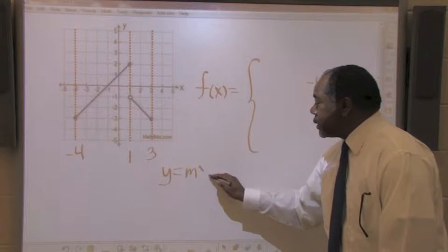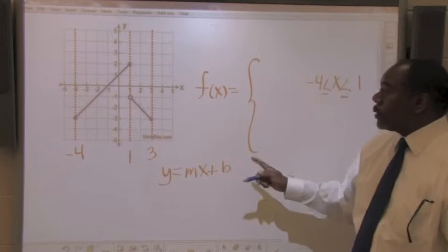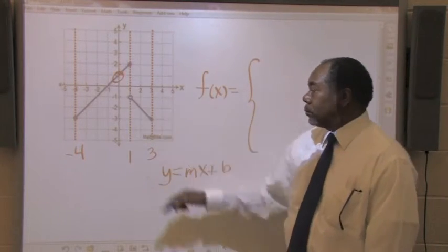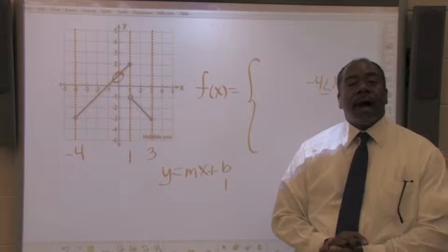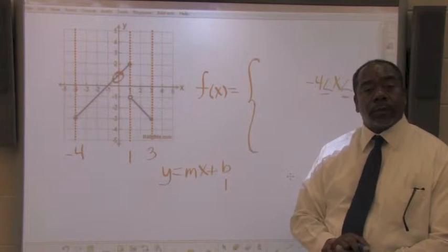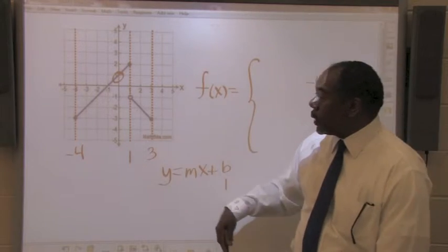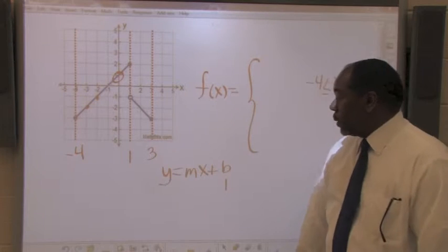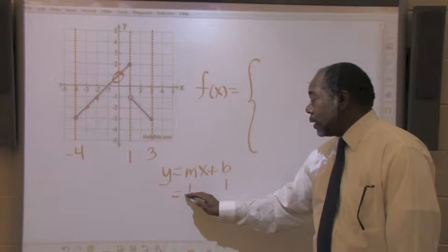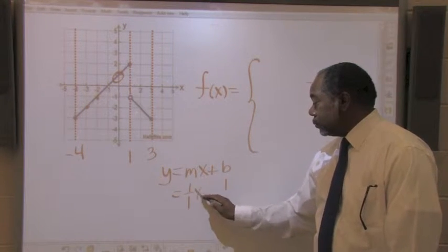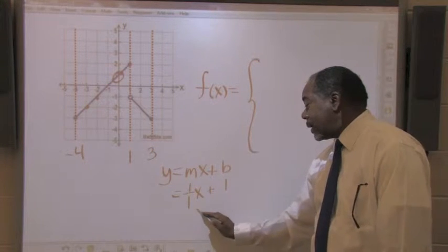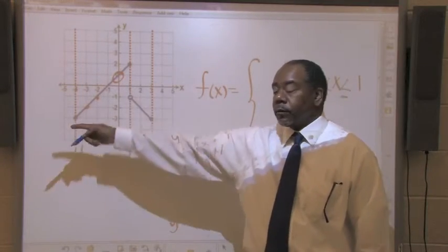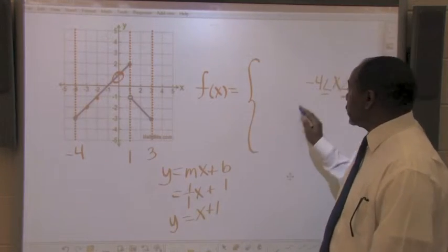An equation for a line is mx plus b. Notice b is the y-intercept. What's the y-intercept for this line? It's 1. Now what I have to determine for that line is the slope. To find the slope, you could pick any 2 points. I'm going to pick this one and that one. And notice I'm going up 1 over 1. And if I simplify that, I get x plus 1. So my equation for this region is y is equal to x plus 1.